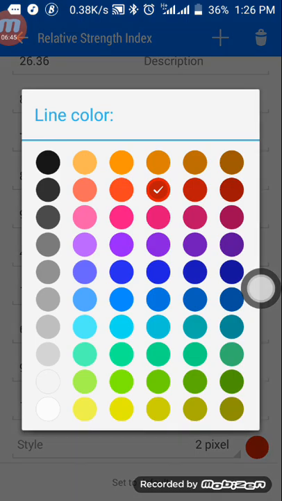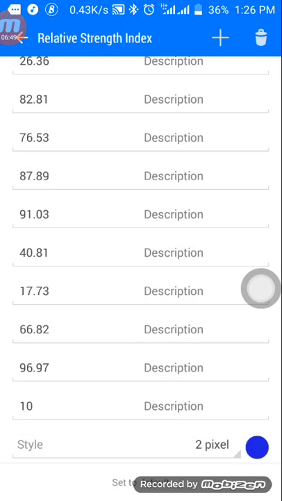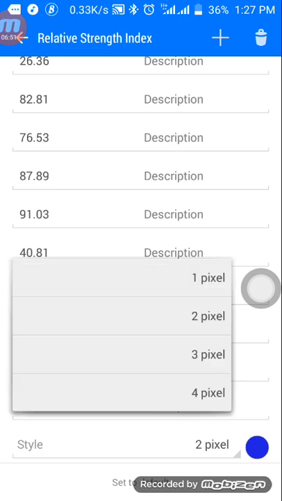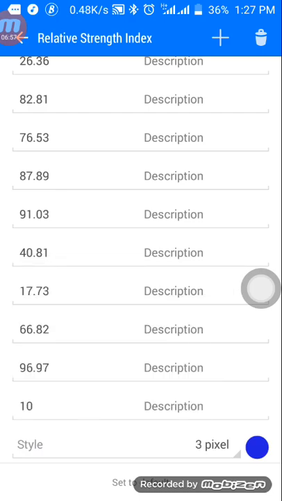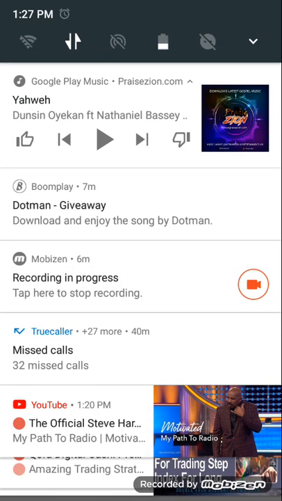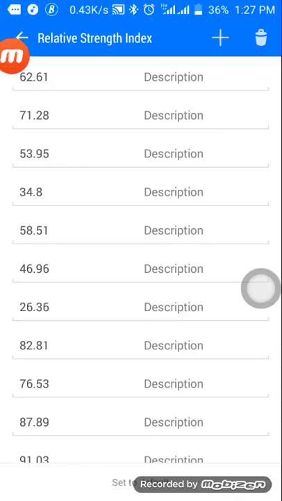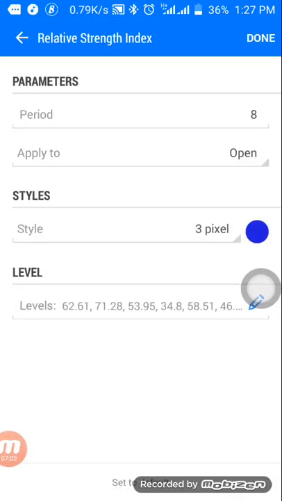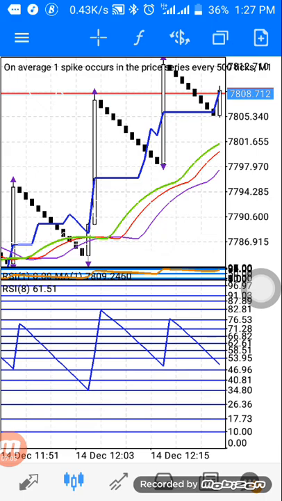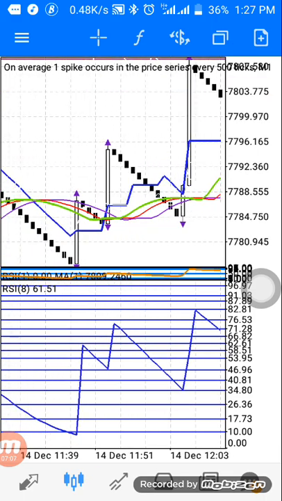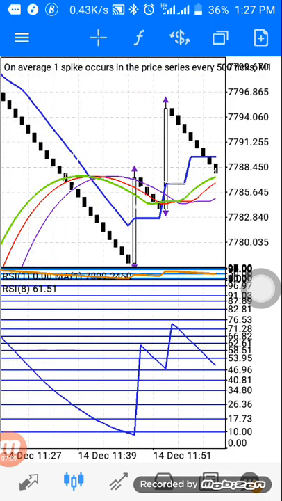Okay, you can choose the style of your choice. Let me choose a different pixel right here. You could choose any one that you like. All right, let me choose blue. You could change the pixel to your default, to anyone that you like. You can choose one, you can choose two. Let me choose 3 this time. All right, and you click on done. So this is what we have right here. I changed the color of that, right?